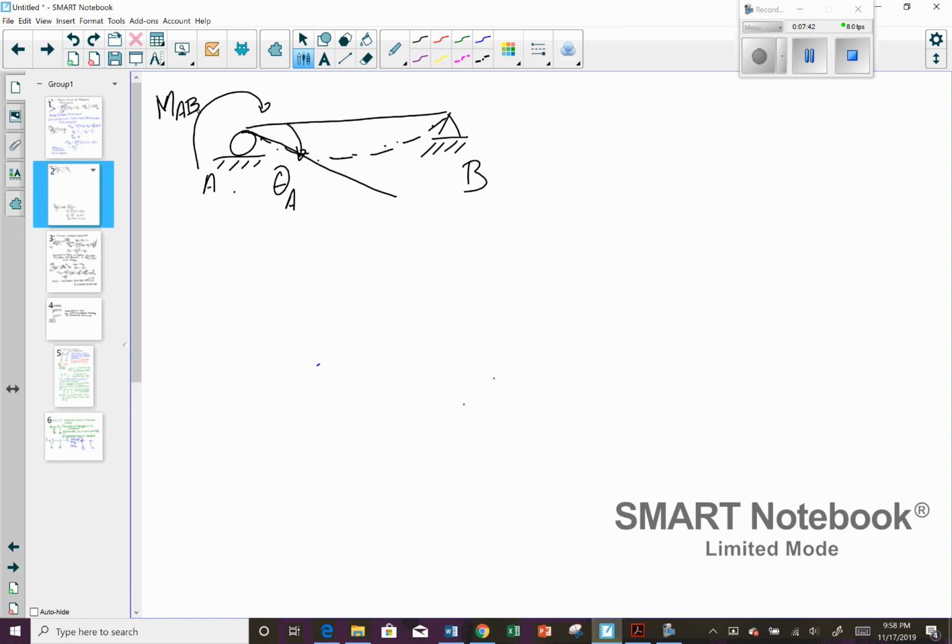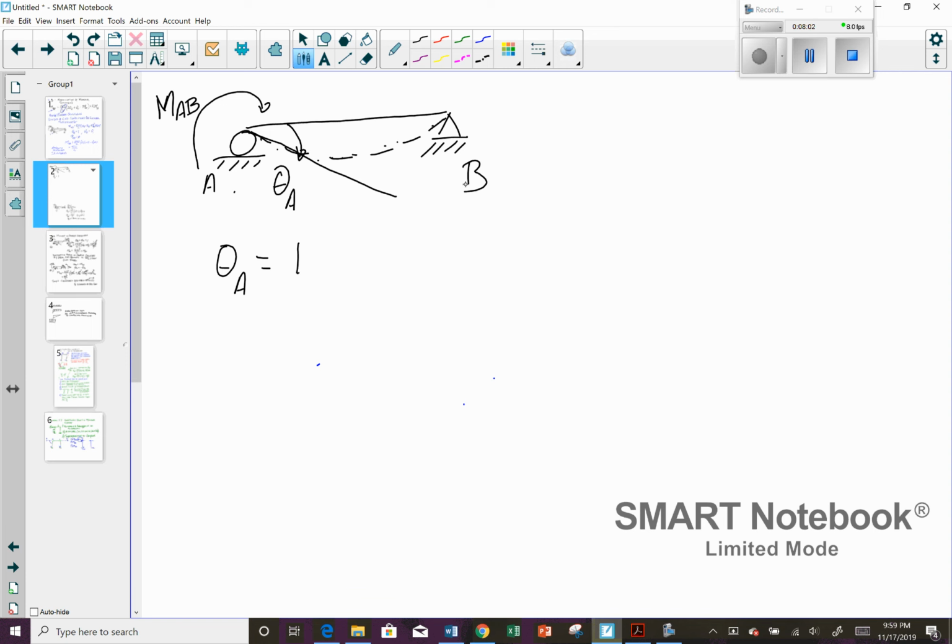Okay, so we're going to use our equation again. Theta A is going to be equal to 1. Okay, and now when we have a roller and we apply a unit rotation, we have a theta A equal to 1.